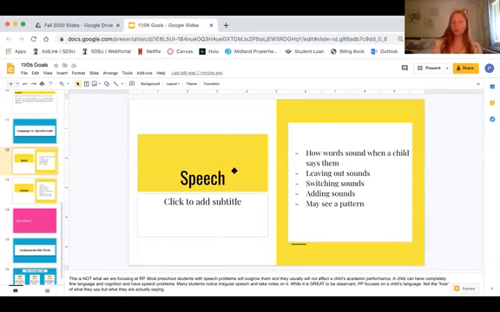So a speech goal is how a word sounds when a child says them, right? So leaving out sounds, like I just mentioned, final consonant deletion, or also clusters. So if you have a word like broom, sometimes the child will pronounce it as boom, right? They won't include the R, or they might say it with a W, because like I said, R develops much later. Switching sounds, that's where you would use a W for R.